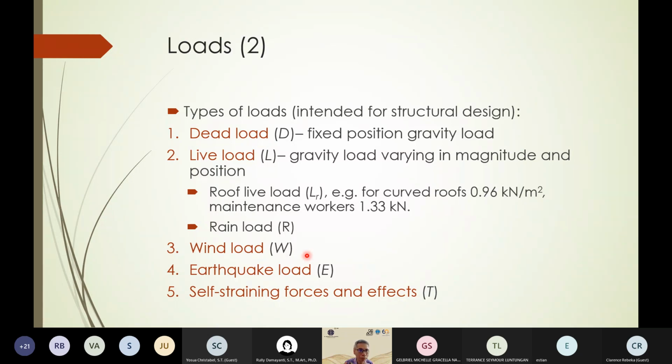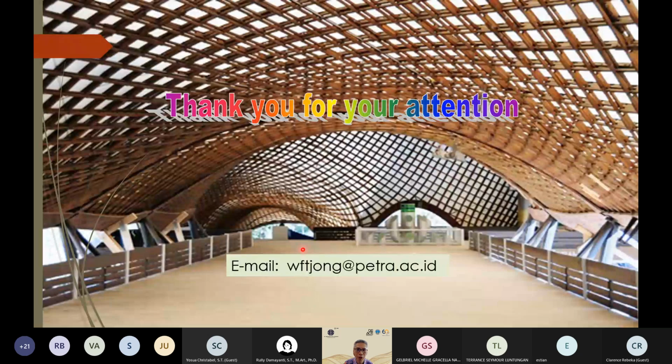Wind load can make pressure in the windward direction and suction in the leeward direction, but it can also make pressure on the roof. Okay, downward pressure on the roof. Those are the loads we normally consider in designing structures. Okay, thank you very much for your kind attention.